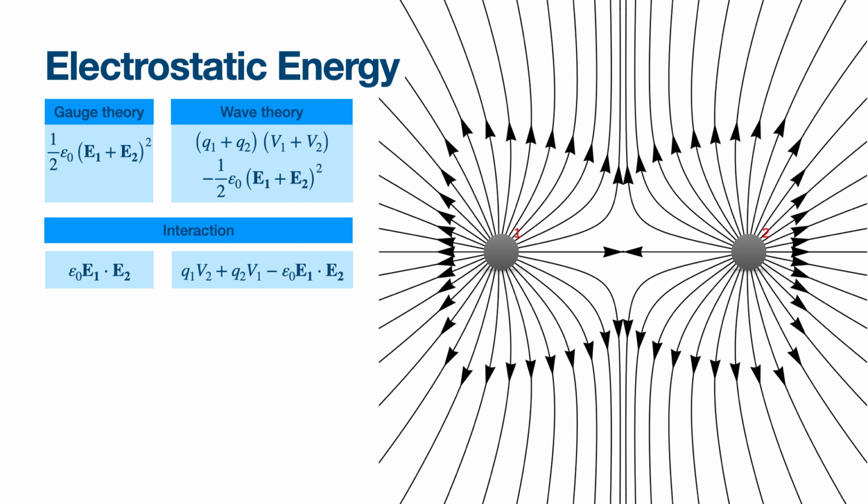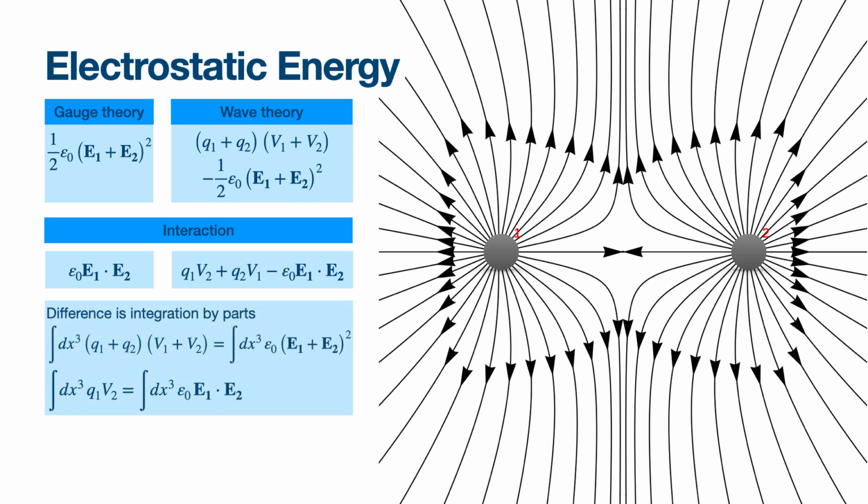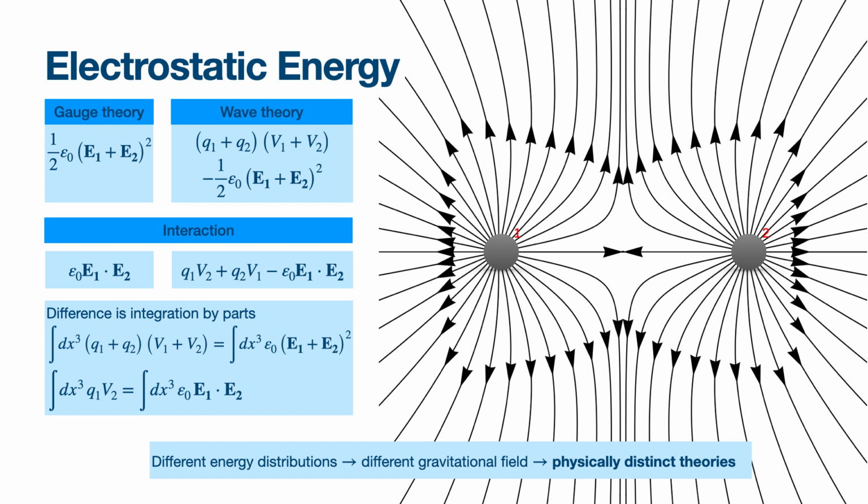The source term double counts the energy, but this is corrected by including the field term. It is tempting to say that the electric field exists because it lowers the energy. The two theories differ only by an integration by parts, and their volume integral of the energy is the same. The energy distribution, however, is very different between the theories. Hence, the gravitational field is very different, although it is minute and experimentally beyond reach. Thus, the two theories are in principle physically different.